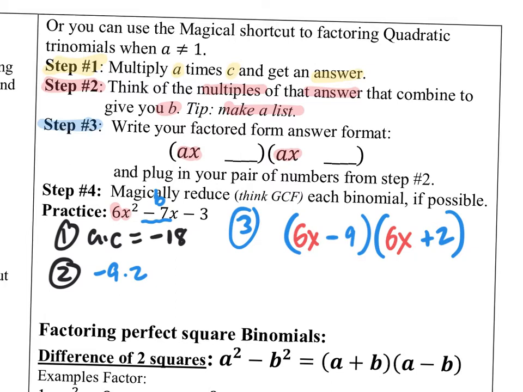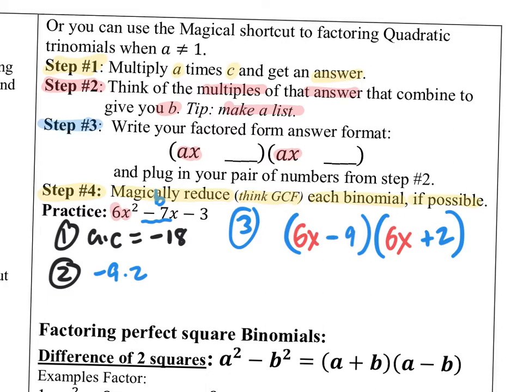I need to do something else, and this is the magical step. This is the magical step 4 that I'm talking about. It says magically reduce. Even though it's not a fraction, it's kind of like reducing. Think GCF, each binomial if possible. Pretend it was a fraction, and think, okay, what is the GCF of your first binomial? Is there anything in common with the 6 and the 9? Yeah, there's the 3. So we're going to magically reduce by 3.